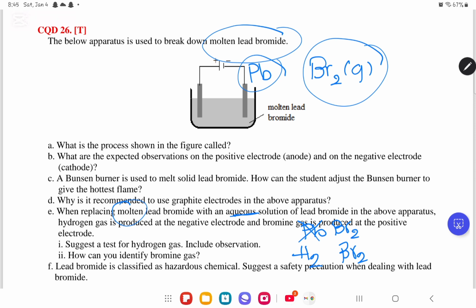So they're asking us to suggest a test for hydrogen. You should approach a lighted splint and it will make a pop sound. Now, how can you identify bromine gas? Bromine gas is brown in color, and that's how you identify it.